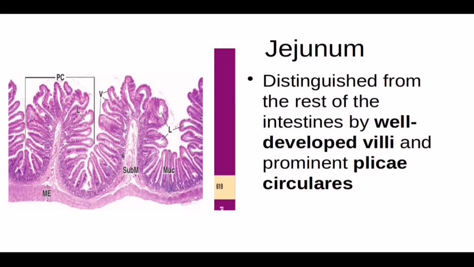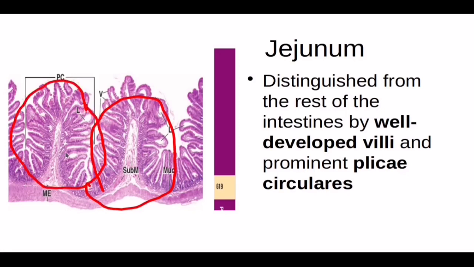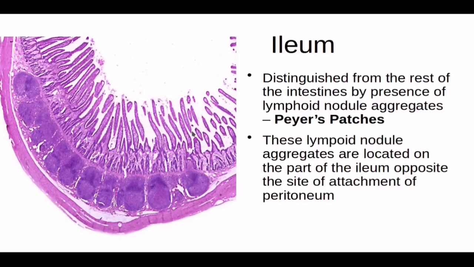For the jejunum, we have well established plicae circulares, and villi present as finger-like projections. So this is our plica circularis. Another one here, plica circularis, luminal folds. Then on the plicae circulares we find our villi. Then on the villi we find our columnar cells, which have absorptive capacity, with microvilli on their apical parts.